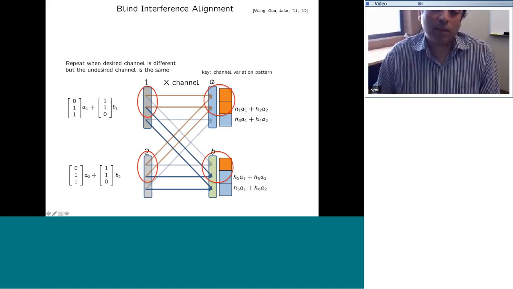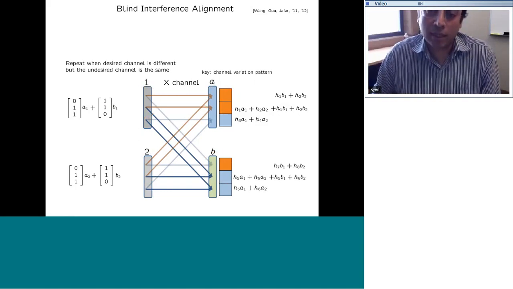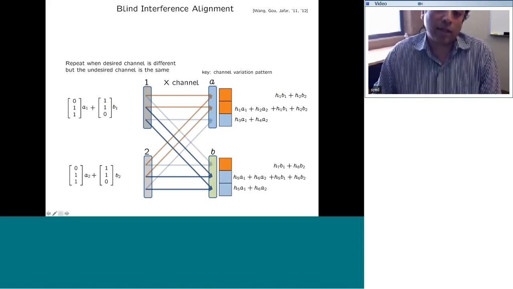So you would repeat B1 over channel uses 1 and 2. And what that would do is, over the undesired receiver, they would give you the same linear combination twice. And at the desired receiver, you would see two different linear combinations because the channel changed. So now these are the three equations in 4 variables that each receiver sees.